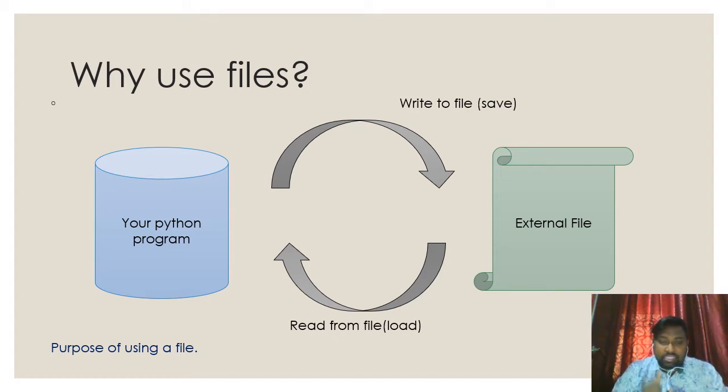For example, see this diagram. Here we have the Python program and the external file. External file means it can be an output file or any other file. So whenever we write the file, and whenever we read the file, read the input, we'll get the output that is stored in the hard disk. Whenever we read the file, it will produce the input to check the coding. That is the use of files. Write to file for saving purpose and read the file as input. That's the purpose of using files.